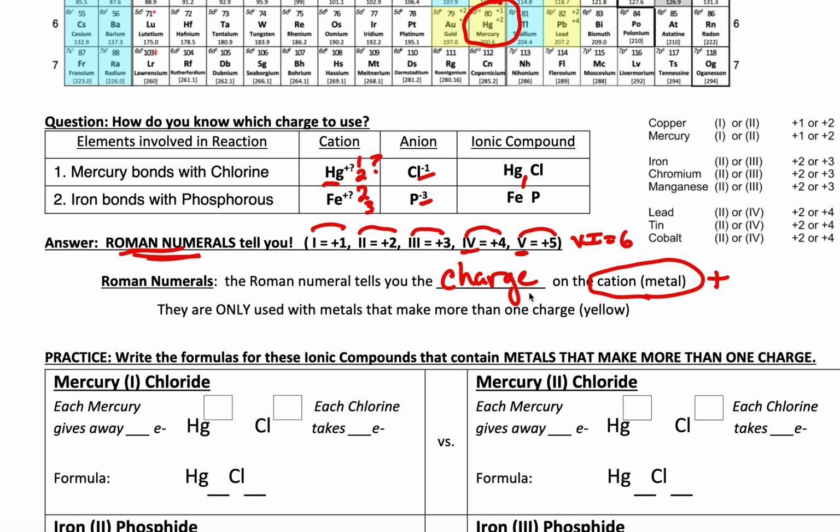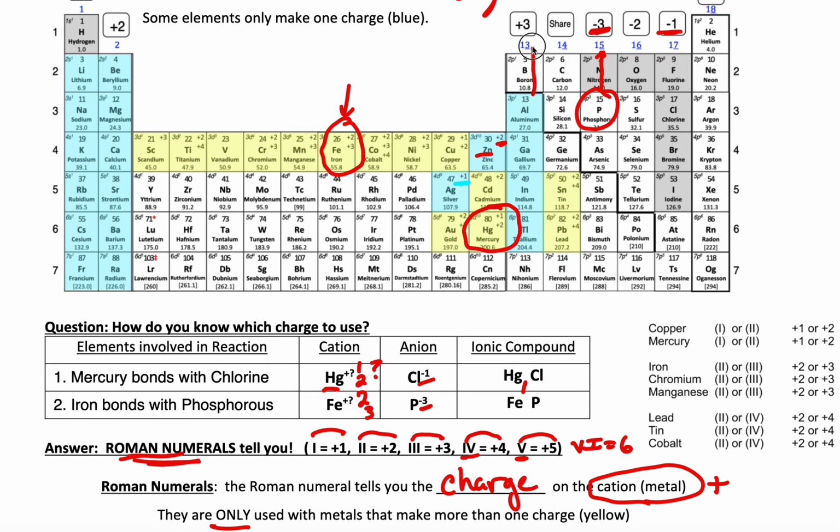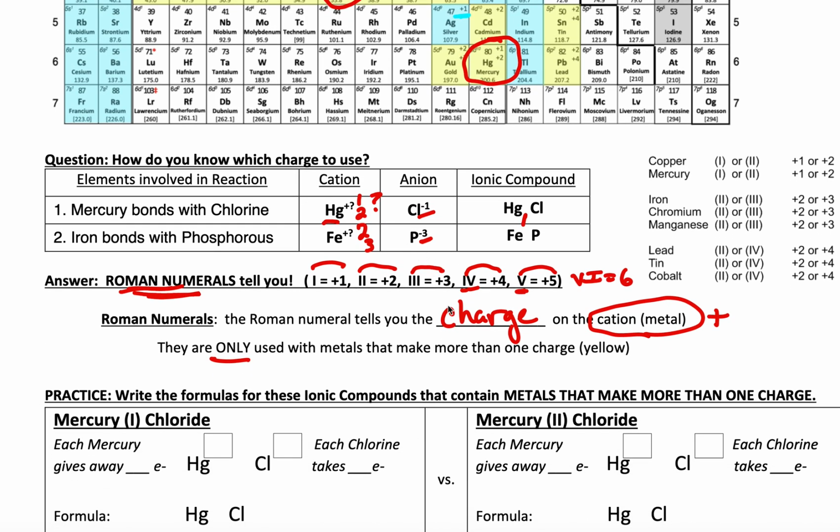It's not going to tell you how many are in the formula. You still have to go ahead and crisscross them afterwards. But it tells you the charge, which means you don't have to look at the periodic table to figure out what the charge is. Now note, don't go Roman numeral happy. They're only used with the metals that make more than one charge. They're only used for these guys where there's 2 or 3 or whatever charges in the box. You'll never see zinc with a Roman numeral after it, because it only makes one charge. You'll never see aluminum with a Roman numeral after it, because it only makes a +3 charge. It's only used for elements that make more than one charge.